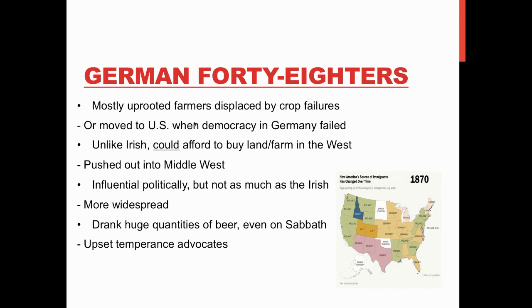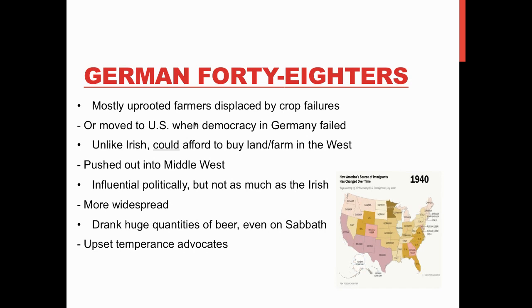The other immigrants, of course, are our German 48ers. Our German 48ers are Germans who were upset when there was not a unifying democratic government formed in Germany in 1848. And many of them are then going to come to the United States, either for that political reason or because they're looking for land and opportunity, perhaps crop failures in Germany. And when they arrive, however, they, unlike the Irish, are going to have some money in their pockets. They can afford to move to the West. They can afford to buy land out West.